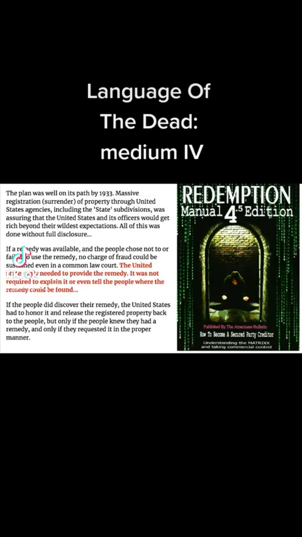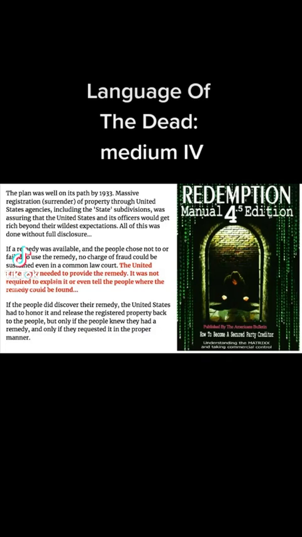The plan was well on its path by 1933. Massive registration, surrender of property through United States agencies, including the state subdivisions, was assuring that the United States and its officers would get rich beyond their wildest expectations. All of this was done without full disclosure.